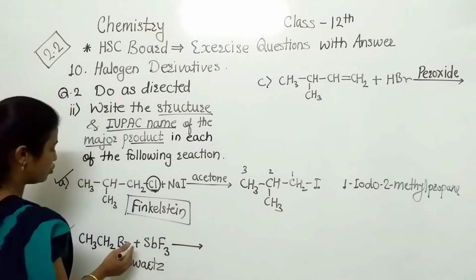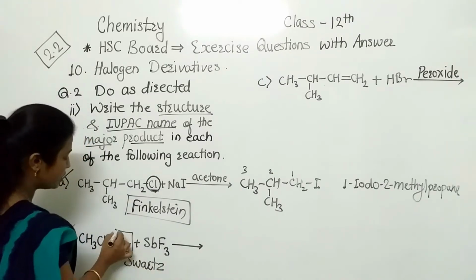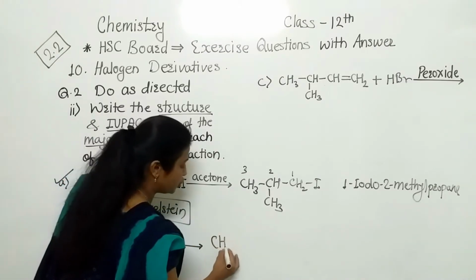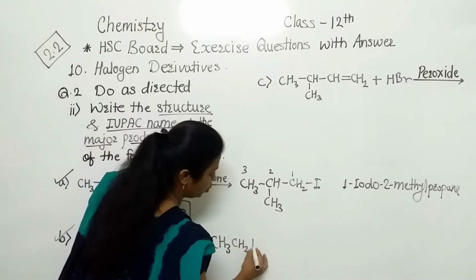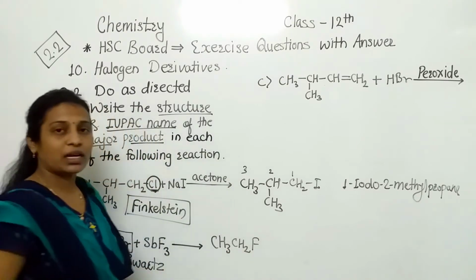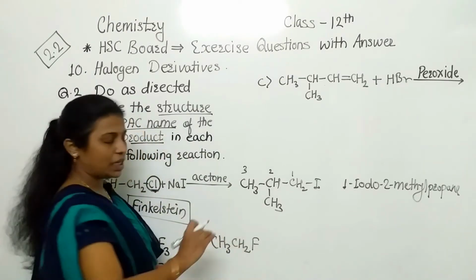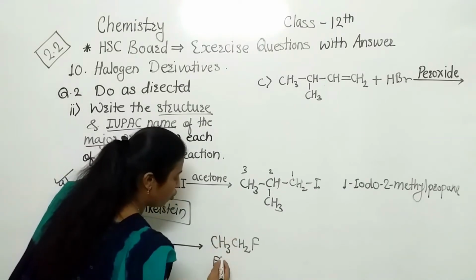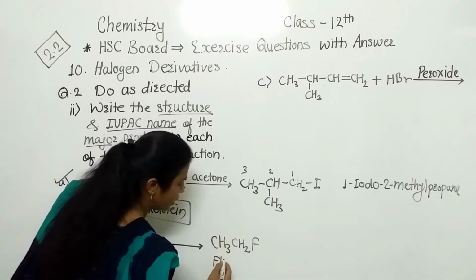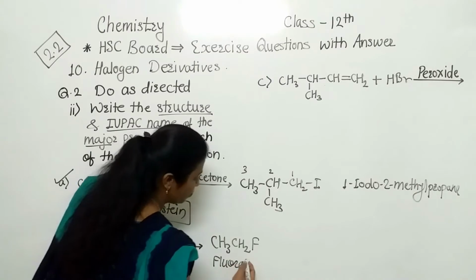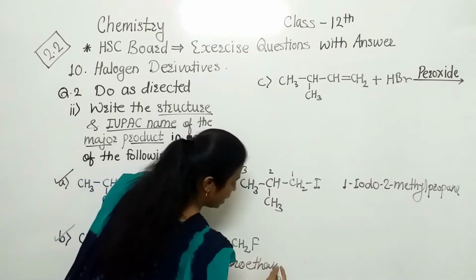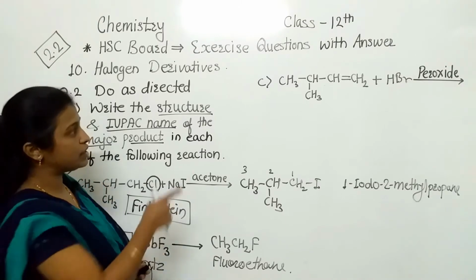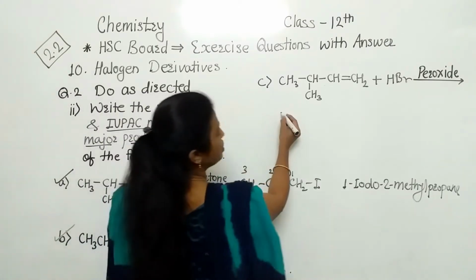So in that also instead of bromine means bromide, F will come, means we are getting that CH3CH2F. What is the IUPAC name of this one? Common name is ethyl fluoride and IUPAC name is fluoroethane. This is the correct IUPAC name. So here we have completed 2 reactions. Now we'll discuss the third reaction. What is that third reaction?